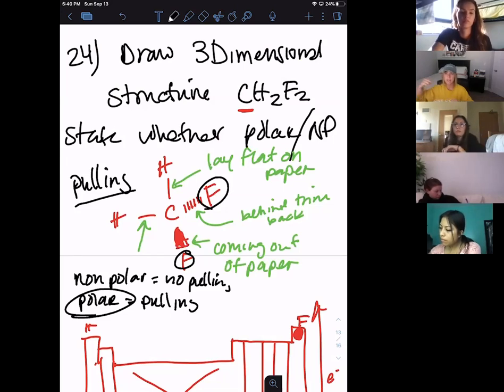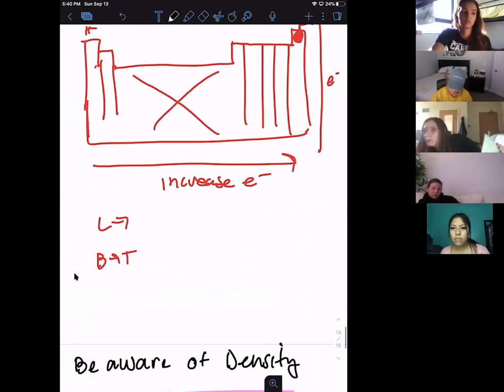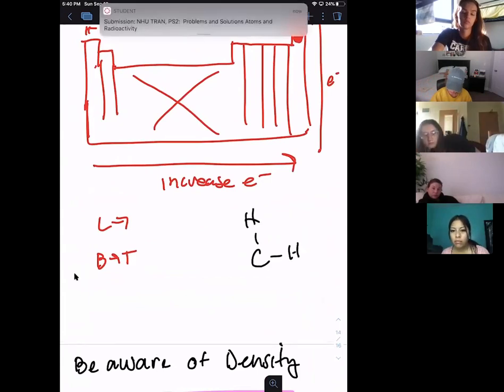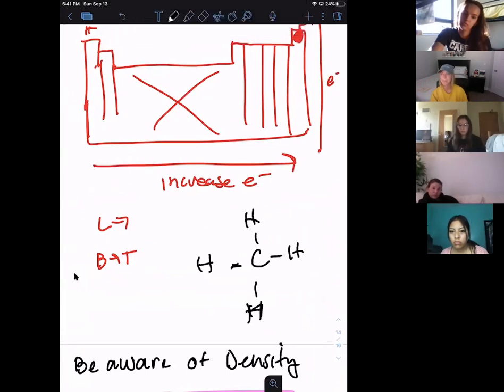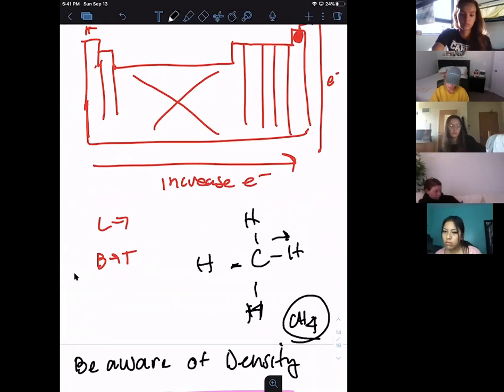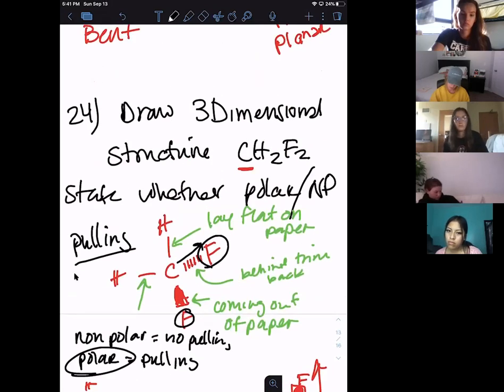Pulling something is something more electronegative? Yes, so it's a polar molecule. If there's no pull, this would be no pull. This would be a nonpolar molecule. Okay, CH4, a methyl group. That is a nonpolar molecule because there are no dipole moments. There's equal share from the central atom. Here you have a dipole moment here, and here you have a dipole moment here. You have dipole pulling, okay, between two electronegative atoms.